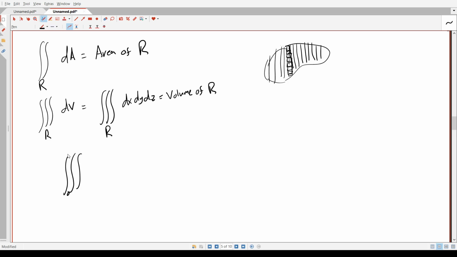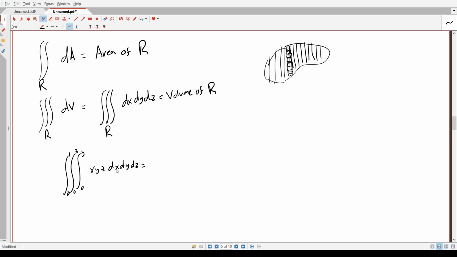So this is from 0 to 1, 0 to z, 0 to y, z. Okay, so this is just an example of doing these iterated integrals.